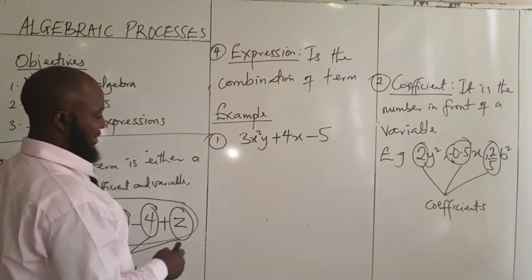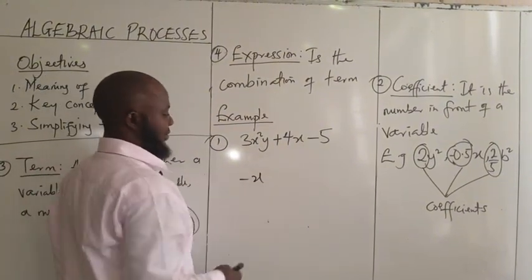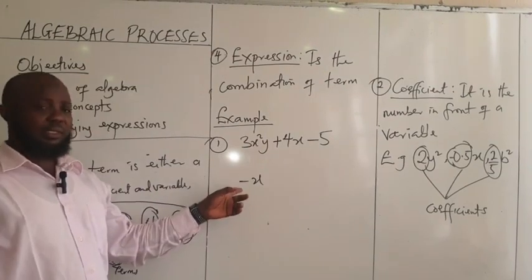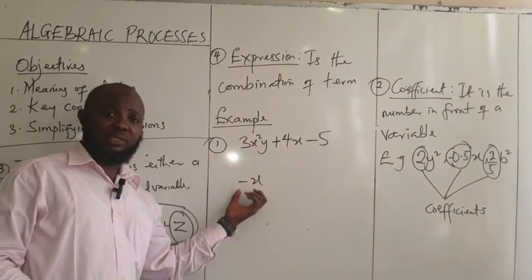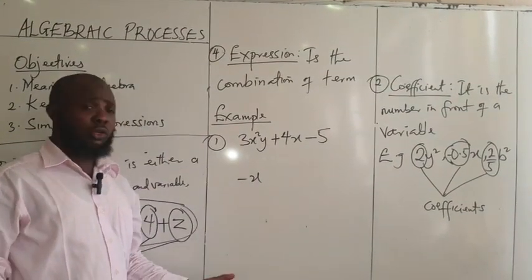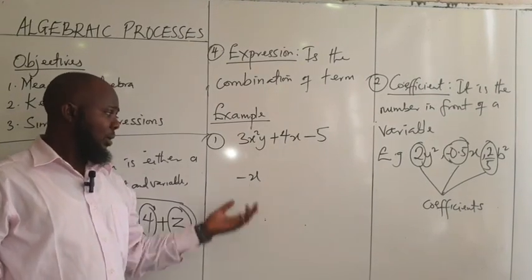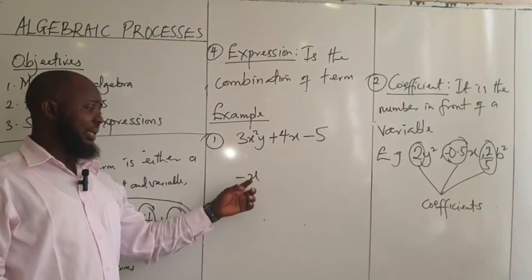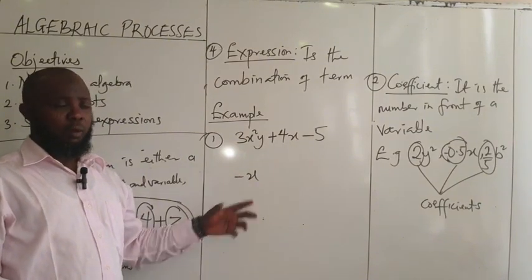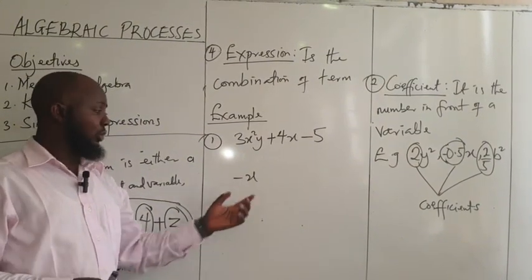Let me give you another instance. We have minus x. You can ask what is the coefficient of x in this case? You'll be looking. There is no number written beside it, but there is a number beside it. How many x is this one? It's minus 1x. But that one is invisible. So we don't write the 1.